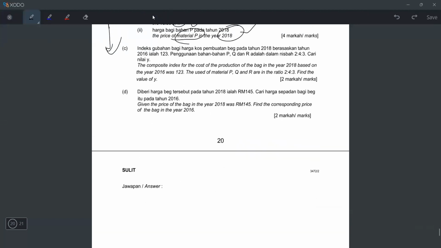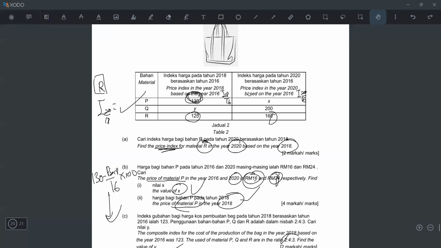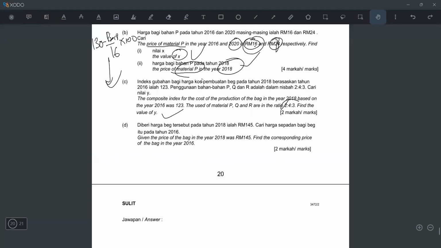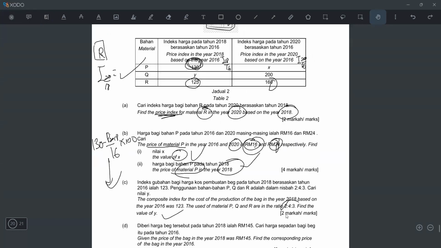Okay, the composite index, they give weightage, find the value of y. So the composite index is 123, but this one is the composite index for 2018 based on 2016. So I use this. They give you the weightage already: 2, 4, 3. It means I will take 130 times 2 plus y times 4 plus 125 times 3, divide total weightage 2 plus 4 plus 3 equals 9. Equals to 123, because the 123 is the composite index.